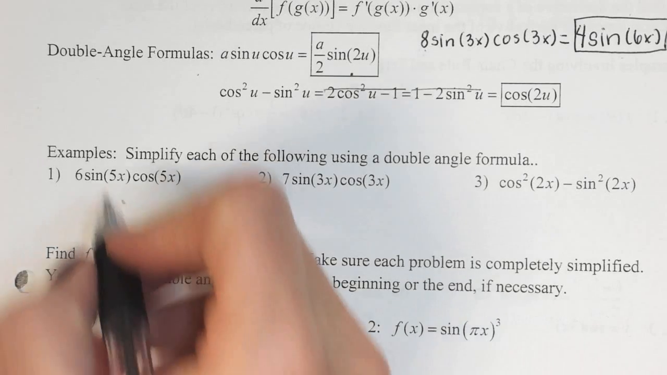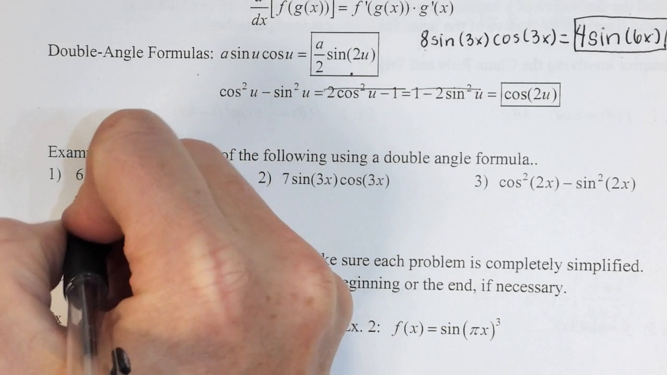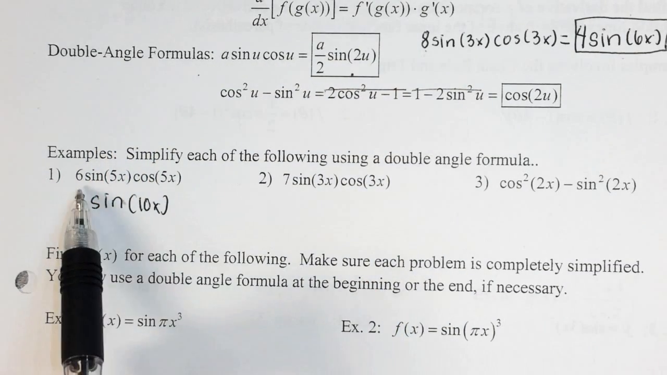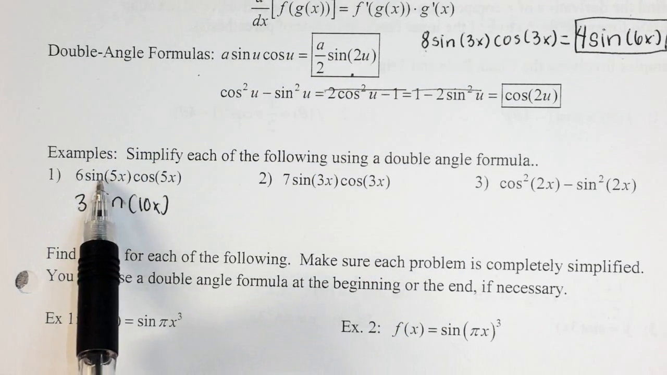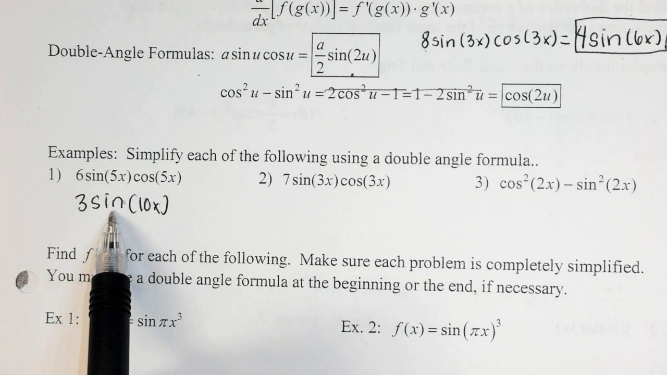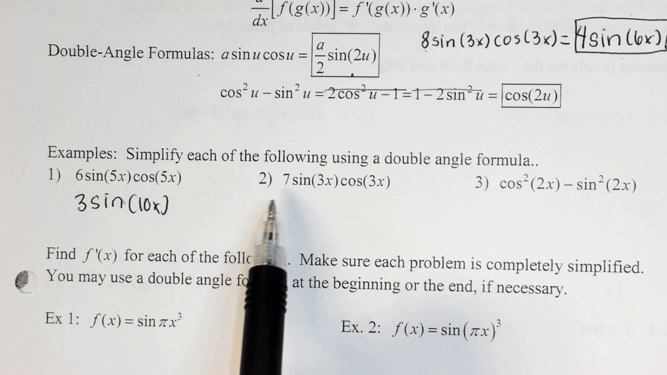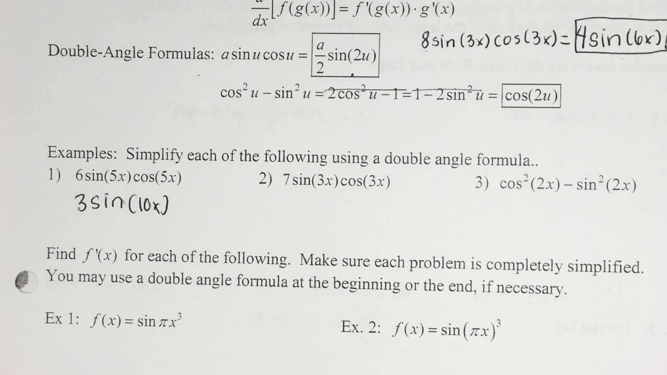Avery, what did you get? 3, 5, 7. Good. Perfect. We take our a value, we divide it by 2. Sine and cosine together just turn into the sine of double the angle. Excellent. Okay, go ahead and do number 2 now.